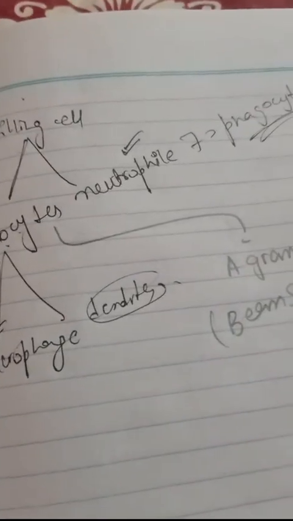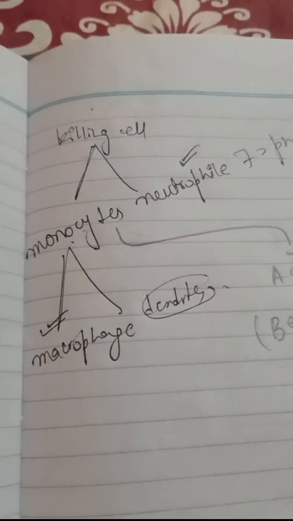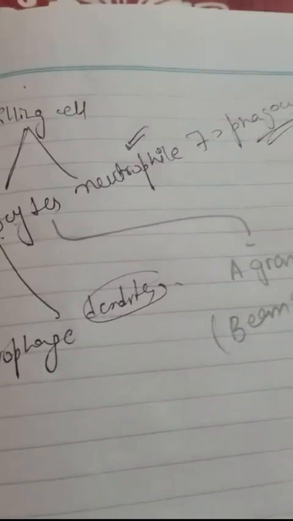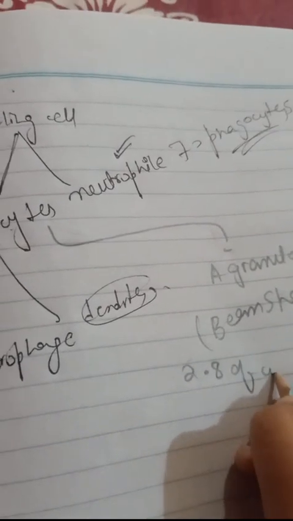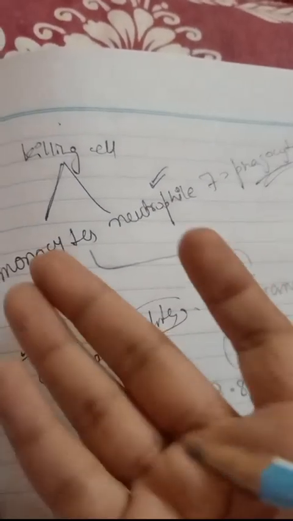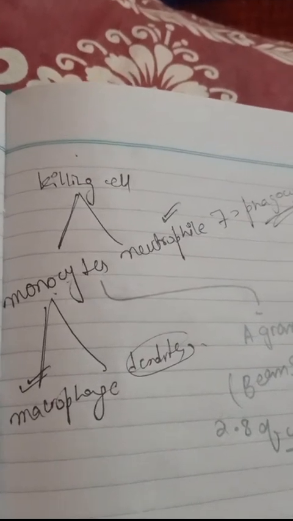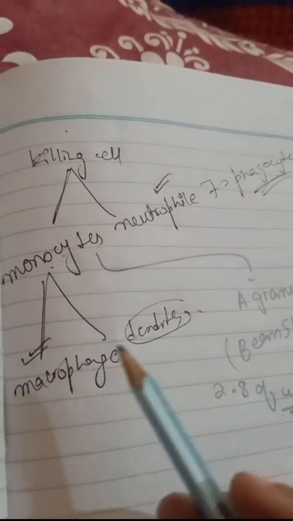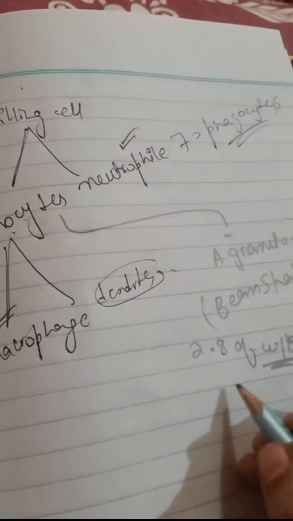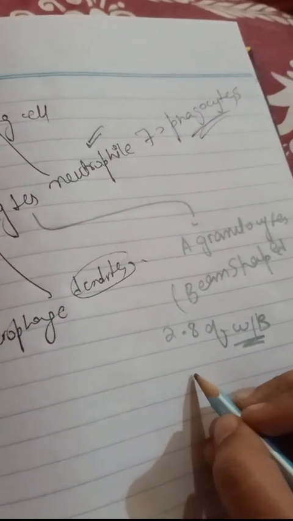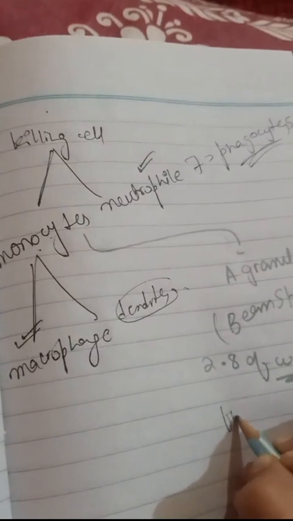Monocytes are 2 to 8% of the white blood cells. What are monocytes? Monocytes are a type of WBC. They move to the lymphoid tissues to kill the pathogen.